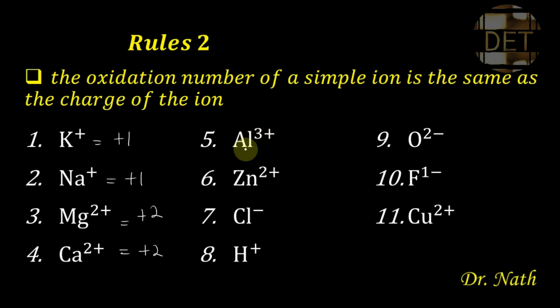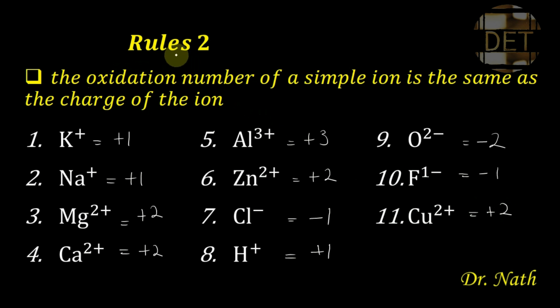The oxidation number of aluminum, which has a charge of +3, is +3. The oxidation number of zinc ion is +2. The oxidation number of chloride ion is -1, because it has a charge of minus 1. The oxidation number of hydrogen is +1 because it has a charge of plus 1. The oxidation number of oxide ion is -2. The oxidation number of fluoride ion is -1. The oxidation number of copper(II) ion is +2.